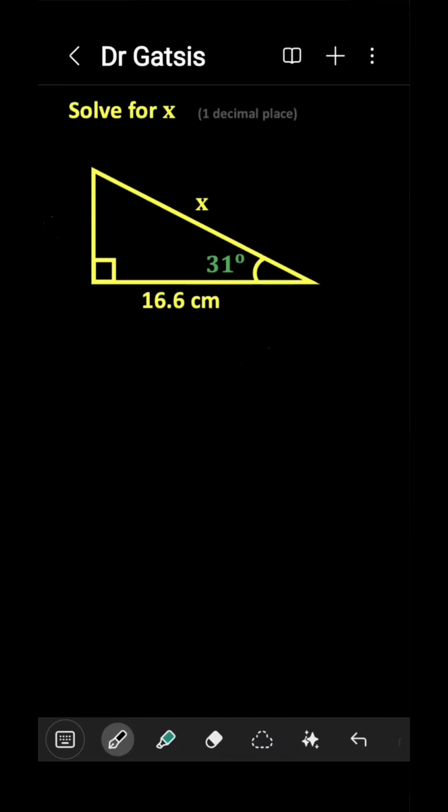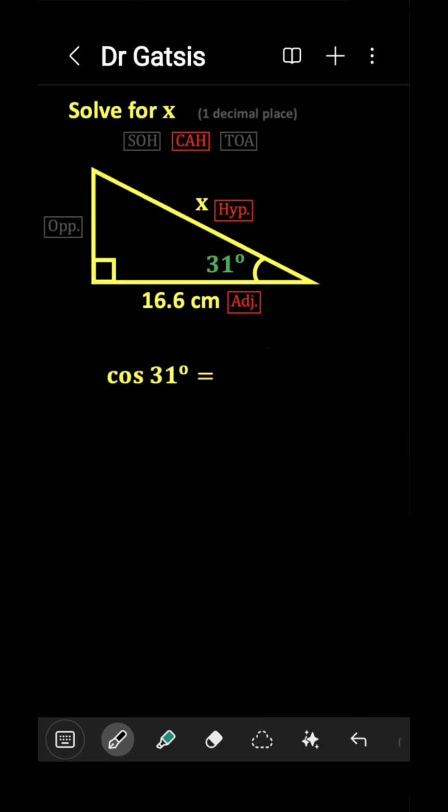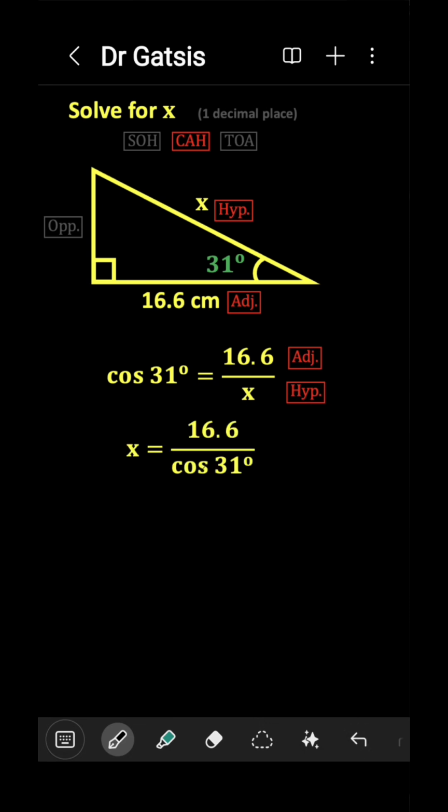We have a right-angled triangle with an additional angle given, and we would like to solve for a side, in this case, x. Let's label the triangle and determine which ratio is most appropriate. Notice that I've highlighted the x and the 16.6 centimeters as the hypotenuse and the adjacent. This means that we should use cosine, since cosine is defined as adjacent over hypotenuse. Substituting the information, we get 16.6 over x. In this case, and in contrast to the previous example, the variable appears in the denominator. Therefore, we can rearrange and divide by cos. So when the variable's in the numerator, you multiply, and when the variable's in the denominator, you divide.